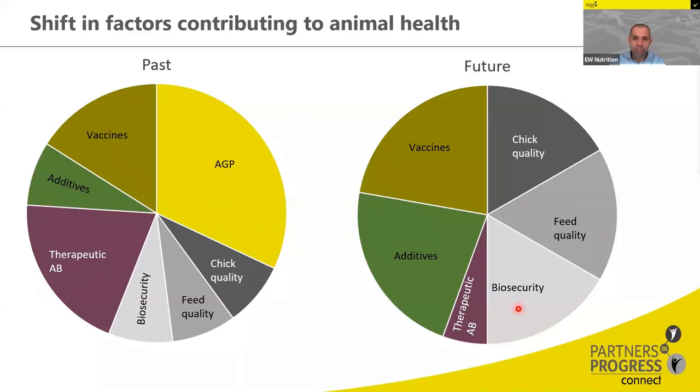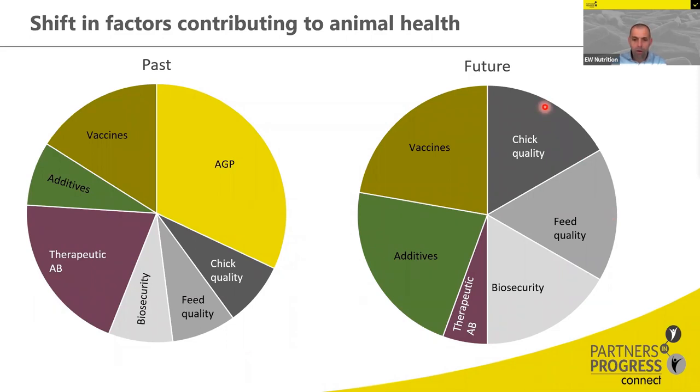So the emphasis on feed quality will increase. Anti-nutritional factors will have to be addressed. Birds will have to be fed to their needs, and feed structure should be optimized to promote a proper functioning of the gastrointestinal tract.